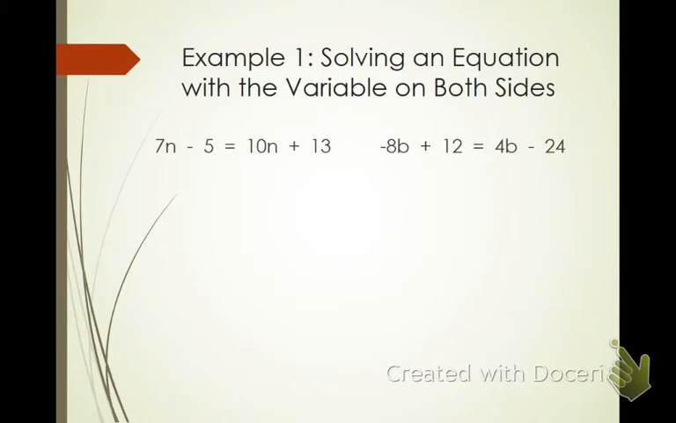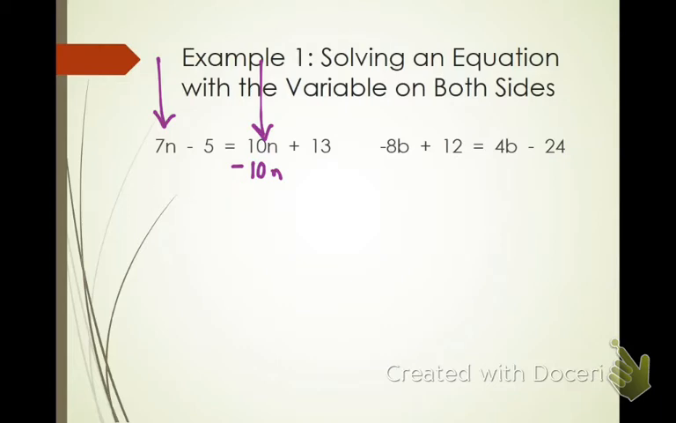Go ahead and write this equation down in your notes. 7n minus 5 equals 10n plus 13. The difference here is now we see an n on both sides of the equation. So I need to decide, am I going to subtract 7n from both sides, or am I going to subtract 10n from both sides and move the 10n over to the other side?